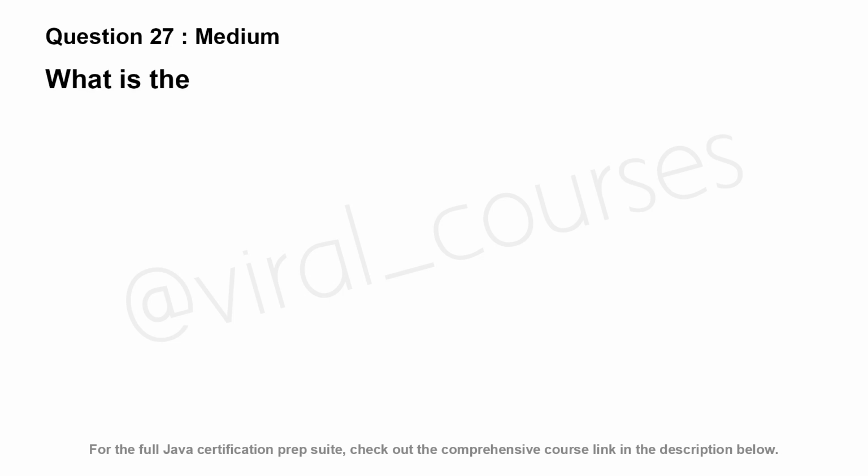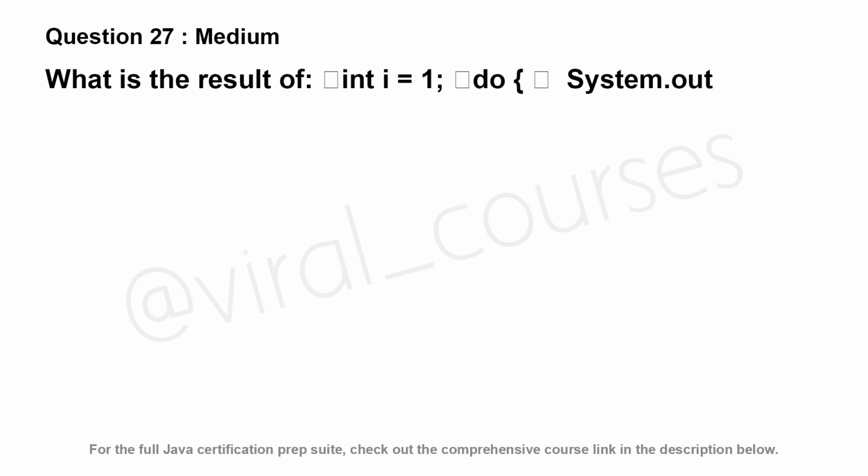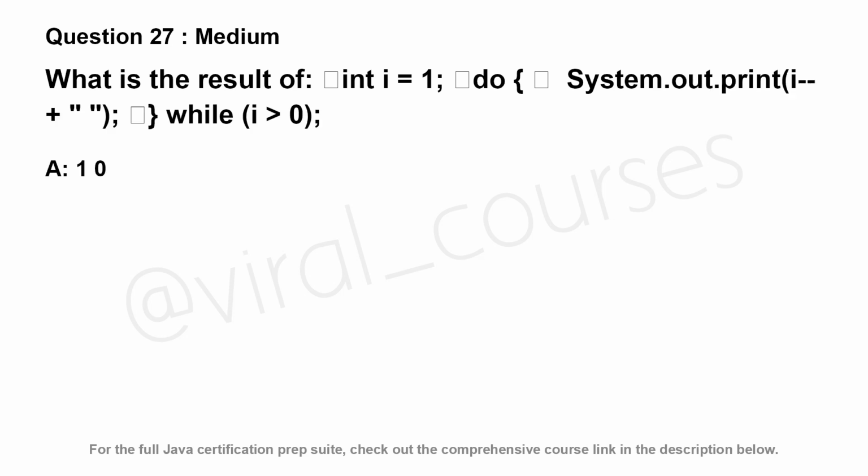What is the result of int i equals 1, do System.out.print(i--) while i greater than 0? Option A, 1, 0. Option B, 1. Option C, 0. Option D, infinite loop.